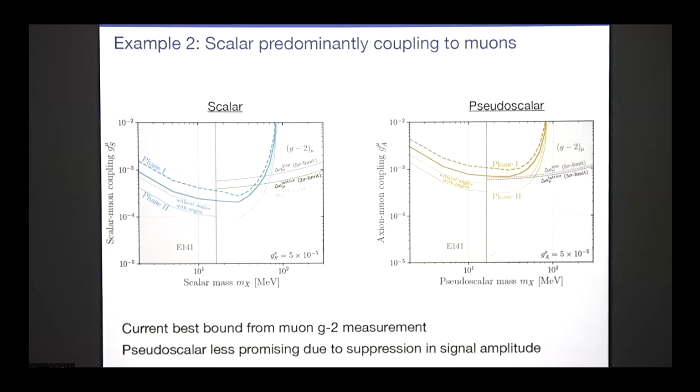For the pseudoscalar, it turns out everything's quite a bit weaker. Only phase 2 has some sensitivity, and the reason is just that there is an unfortunate suppression in the decay amplitude for muons. So pseudoscalars, that's just physics. So this is something that you can just see because the signal rate is just lower.